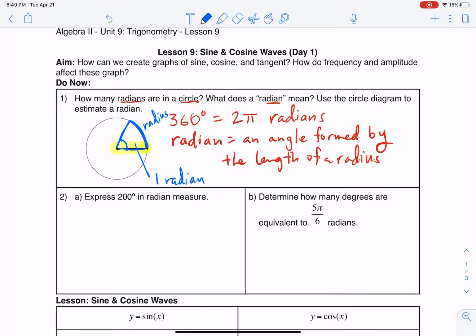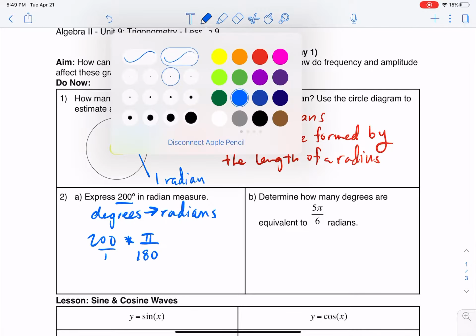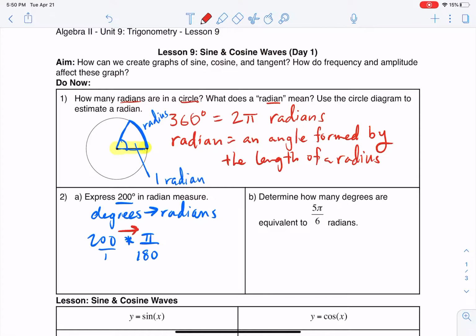Okay, so for question 2, we need to express 200 degrees in a radian measure. So remember, here we're going from degrees, and we're changing it to radians. So I'm going to take 200, and I'm going to multiply that by pi over 180. I'll put 200 over 1, and when you multiply fractions, remember, you just multiply straight across. So this becomes 200 pi over 180.